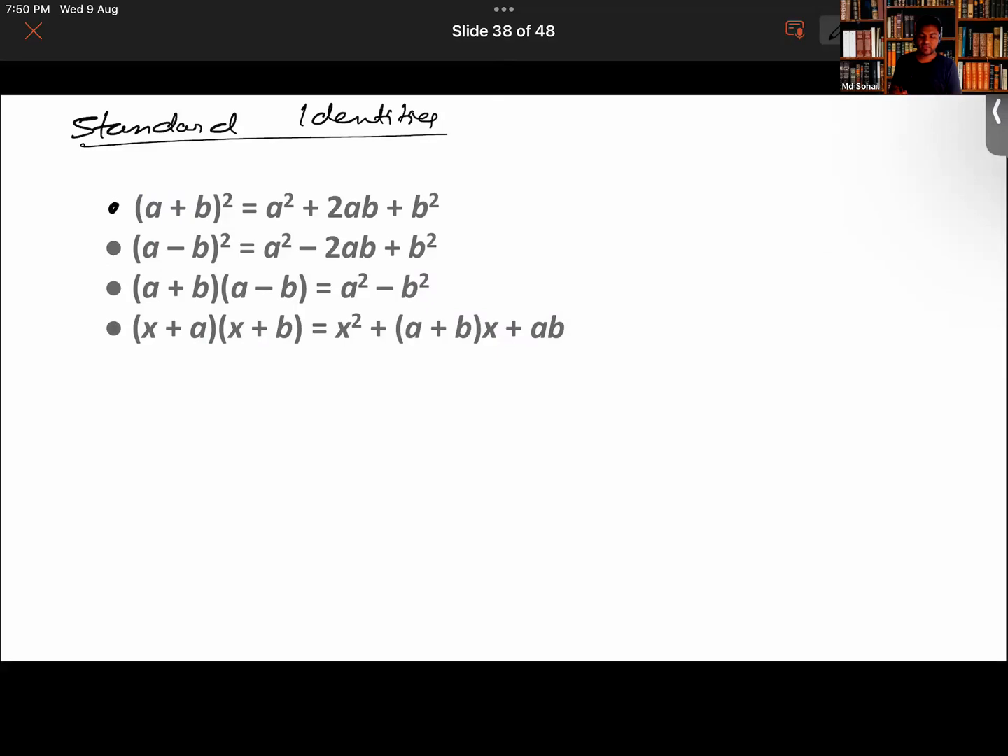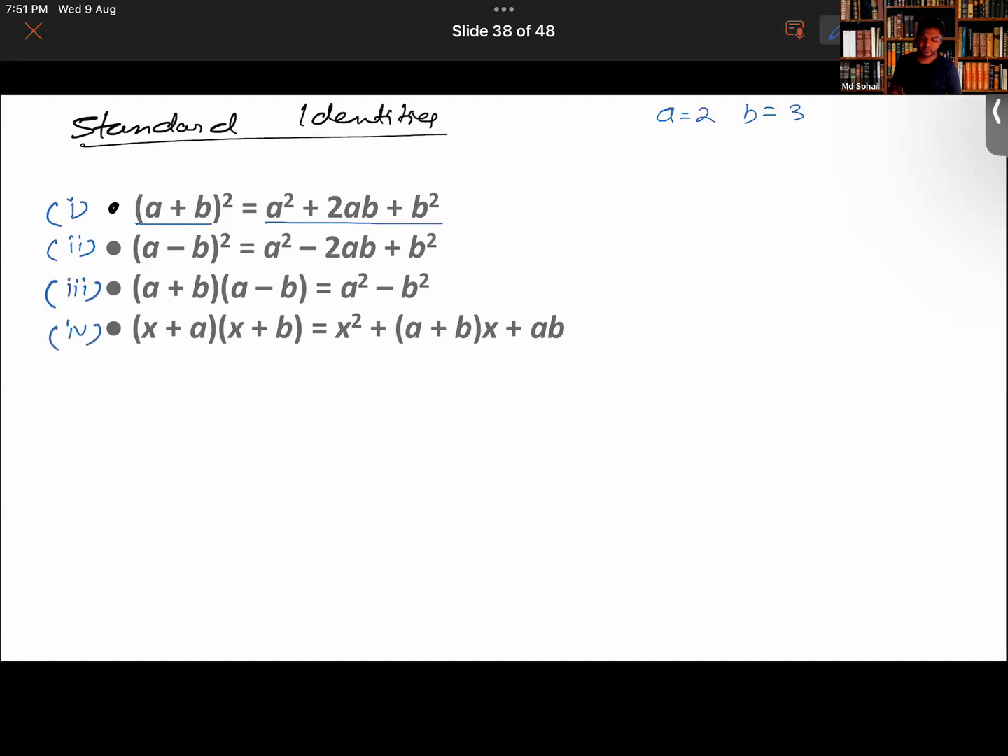Here it says that (a plus b) whole square equals a square plus 2ab plus b square. What does it mean? For a and b, I am putting certain values. For example, a equals 2, b equals 3. I am putting these values on both sides. On the left hand side and on the right hand side, I will be getting equal values. Getting it? So 1, 2, 3, and 4. These are here, right?